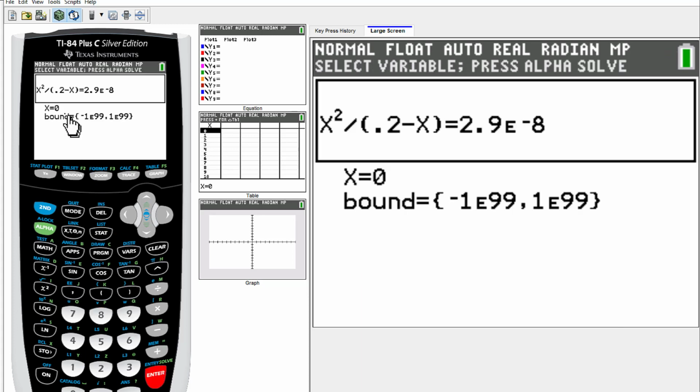And I'm going to leave this as 0, and it's showing me the equation up above. And then I'm going to solve it. And you'll notice it says press alpha solve. There's alpha, and there's solve right there.